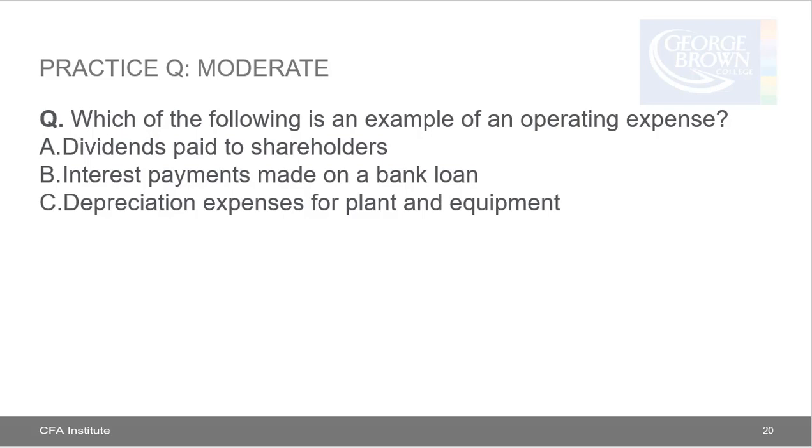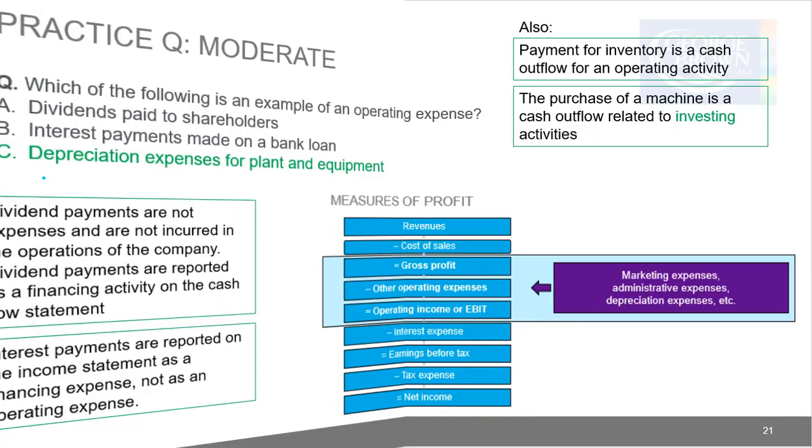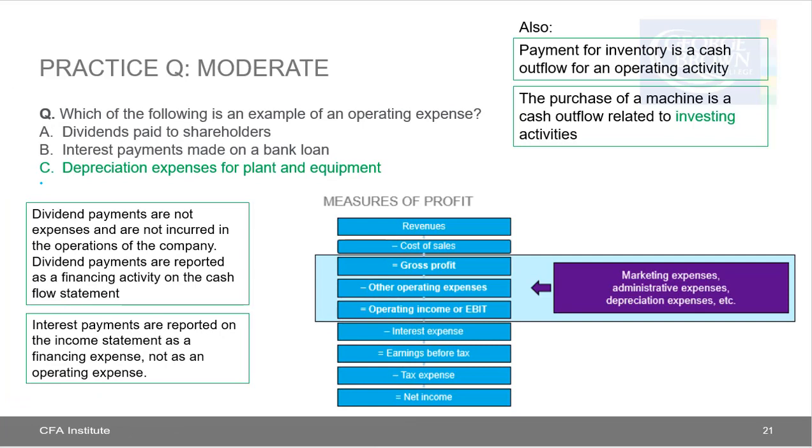So the question is, which of the following is an example of an operating expense? A, dividends paid to shareholders; B, interest payments made on a bank loan; or C, depreciation expenses for plant and equipment? I think you'll agree with me that that question is not too difficult. Which of the following is an example of an operating expense? Depreciation expense for plant, property, and equipment. On the previous slide, we can see other operating expenses made up of marketing expense, administrative expense, and depreciation expense, which is what we saw for ABC's company.